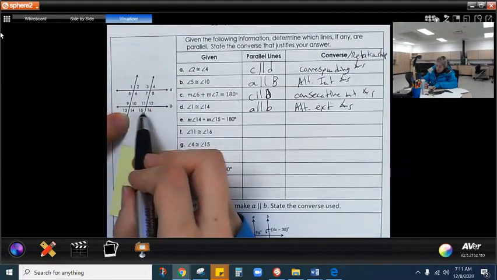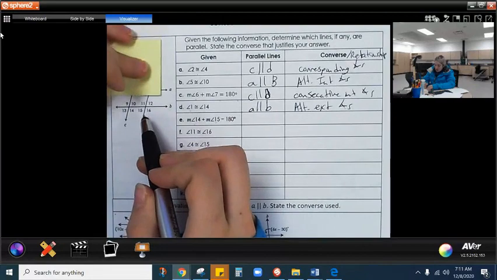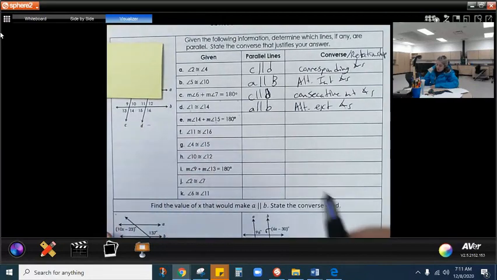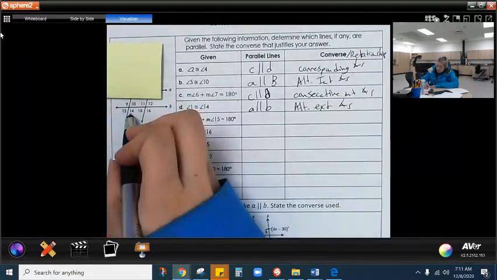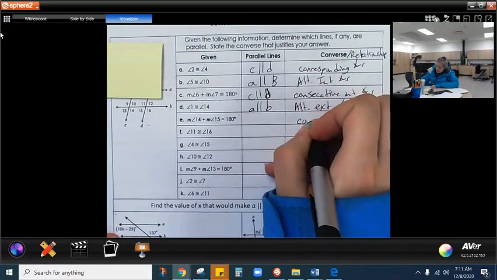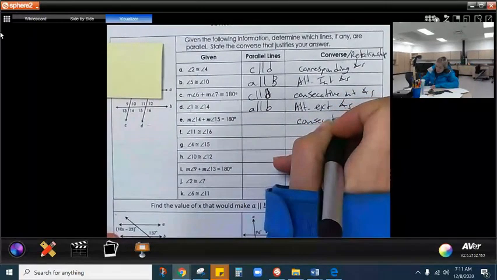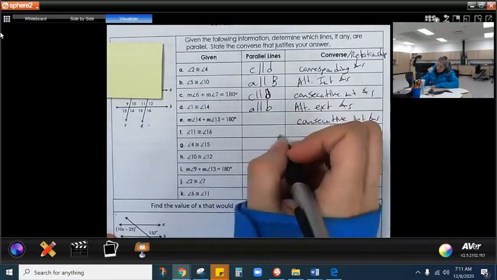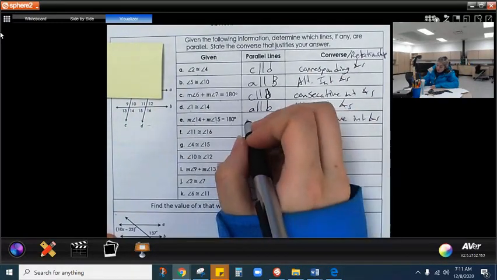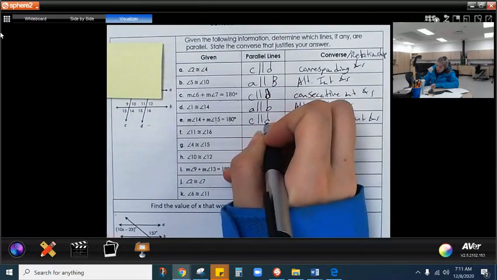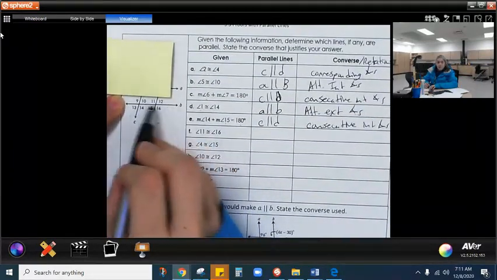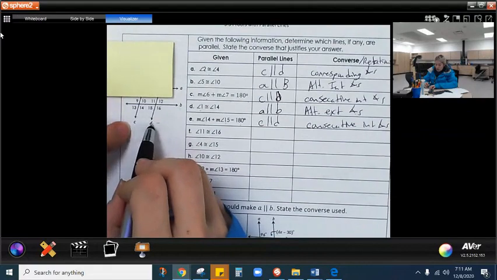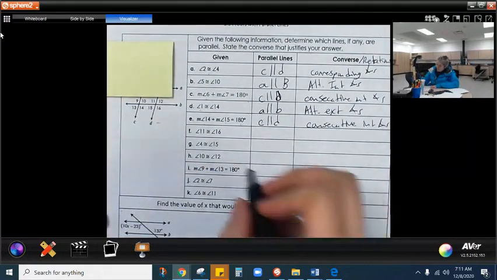Angle 14 and angle 15 are down here, so I can cover up this part. I don't need it. They add to make 180. Well, these are consecutive interior angles. They should add to make 180, so that would mean that C is parallel to D. B is the transversal, right? B touches them both, so it's C and D that are parallel.